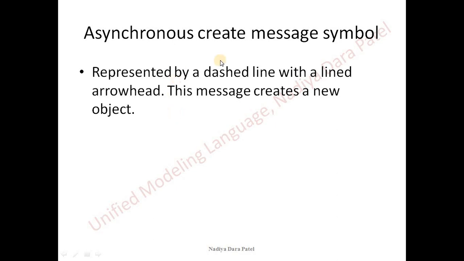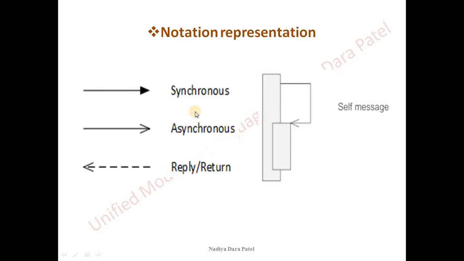Finally, this one is again an added symbol, which is a create message symbol. Say, for example, within the processing, an object is getting created with certain conditions. In such cases, you can make use of a dashed line and a stereotype symbol and mention create. So this is the create message symbol. So these are the notations for synchronous, asynchronous, reply or return message, and self-call.